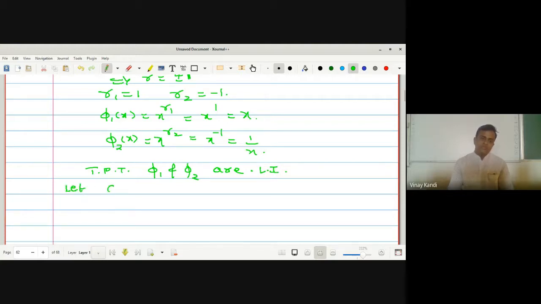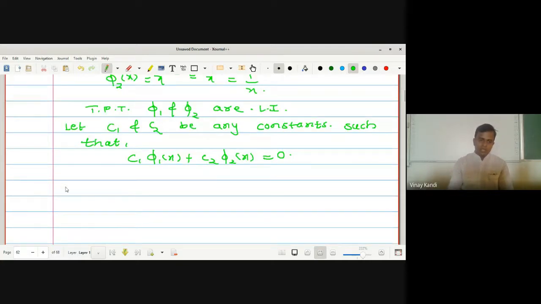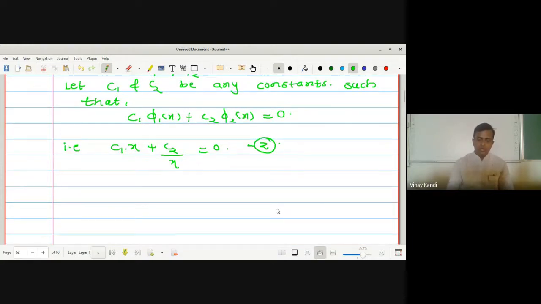Let C1 and C2 be any constants such that C1 phi 1 of x plus C2 phi 2 of x is equal to 0. That is, C1 into x, which is phi 1 of x, plus C2 upon x, is equal to 0. Now we have to prove that phi 1 and phi 2 are linearly independent. There are two methods to solve this. Suppose this is equation number 2, since equation 1 was given.